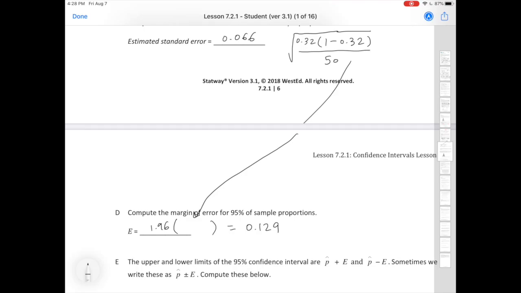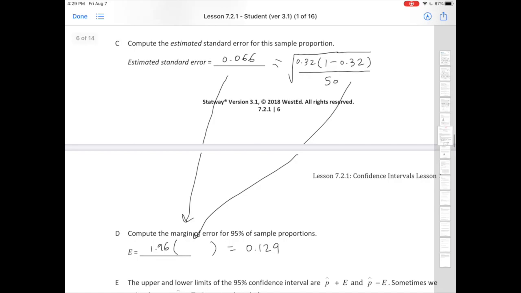There is something I want to point out. What I was going to say is that if you just do 1.96 times this guy, you'll get the same answer. Or you could just do 1.96 times that entire giant square root again. Either way, you'll get the same answer, right? Because again, these two are equal, right? So we get 0.129. All right, so let's move on.